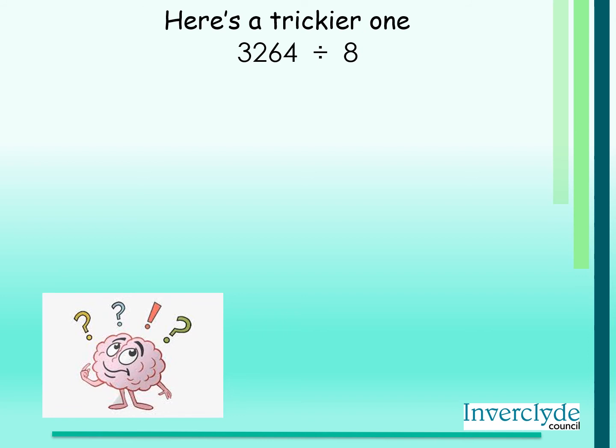Here's a trickier example if you think you can do it. 3,264 divided by 8. Have a think about how you might partition this number. Think about your known facts. Would you partition it into 3,000 plus 200 plus 60 plus 4? Pause the video and have a think if that is the best way, or if you can come up with a better way to partition this number so that it can be easily divided by 8.